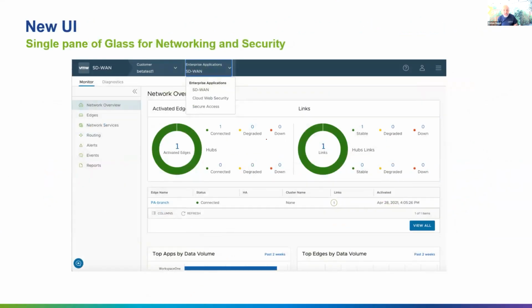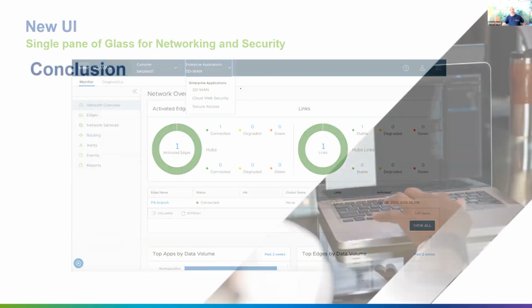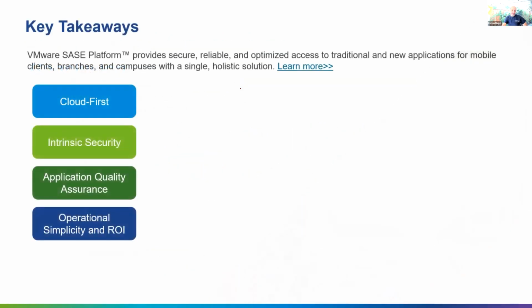This is just a screenshot of our new orchestrator, which provides you with all the networking and the security services in a single place. Remember, you want to have a single pane of glass, a 360-degree view of your entire network. You should not be using multiple tools to access networking services or security services out there.